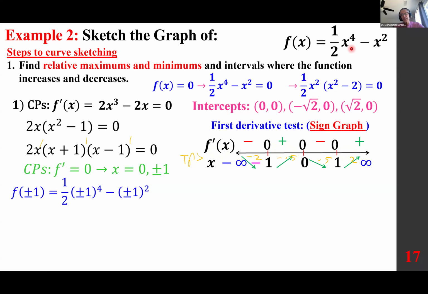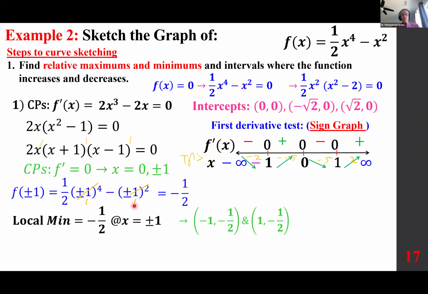It happened to be the same because whether I put -1 or +1, when I raise it to the power of 4, which is an even number, when I raise it to the power of 2, which is an even number, makes no difference. So either one of them becomes 1. In other words, this is 1, this is 1. So we are looking at 1/2 times 1 minus 1, which becomes -1/2. And we say local minimum is -1/2 at x equals +/-1. So we write the two pairs, (-1, -1/2), (+1, -1/2). Those are the local minimum.